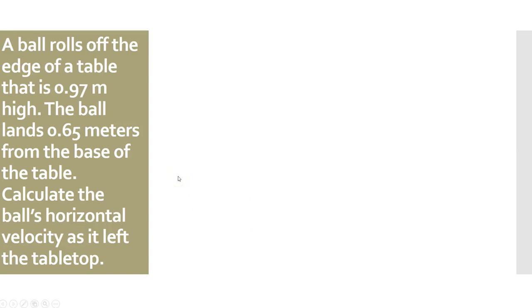Last example problem here. A ball rolls off the edge of a table that is 0.97 meters high. The ball lands 0.65 meters from the base of the table. Calculate the ball's horizontal velocity as it left the tabletop. Now, I'm not going to draw a picture on this one because, frankly, I don't have the space on my slide. But again, I would encourage you to draw a picture if that helps you keep track of what is a horizontal variable and what is a vertical variable.